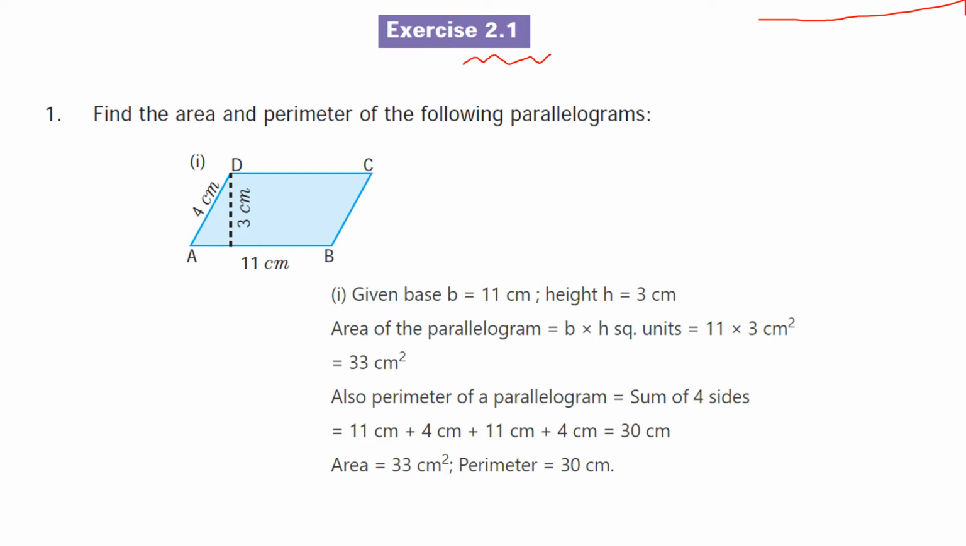Find the area and perimeter of the following parallelogram. Here the given base is 11 centimeter and height is 3 centimeter. First we will find the area. Area of the parallelogram formula is B into H square units. So 11 into 3, 33 centimeter square.